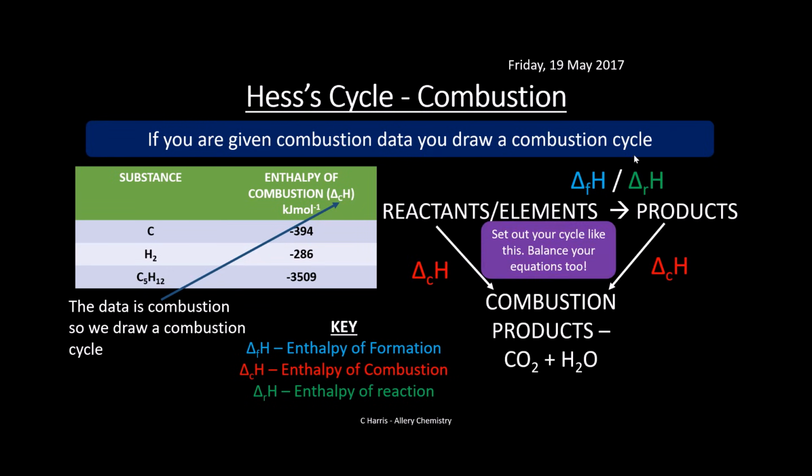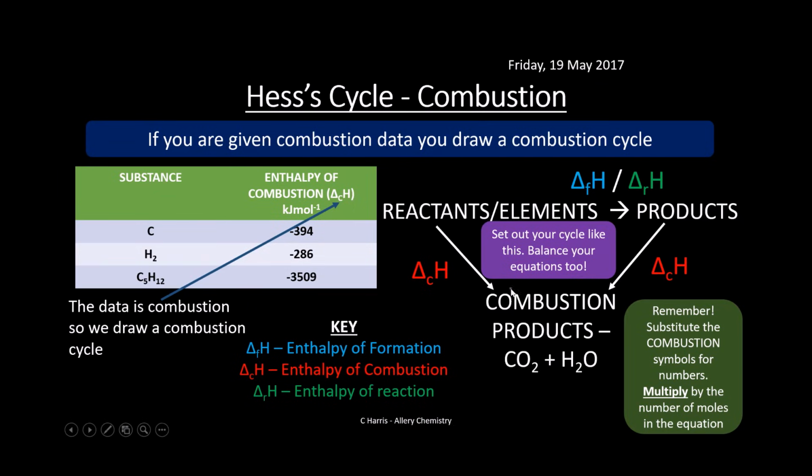Combustion products are always at the bottom. Notice this time in this cycle the arrows point downwards because it's combustion. So we've got elements, reactants over here, and products over here. We always have combustion products over here, carbon dioxide and water. Remember, the assumption is that we burn them completely in oxygen. We get complete combustion, so the only products we'll produce are carbon dioxide and water.